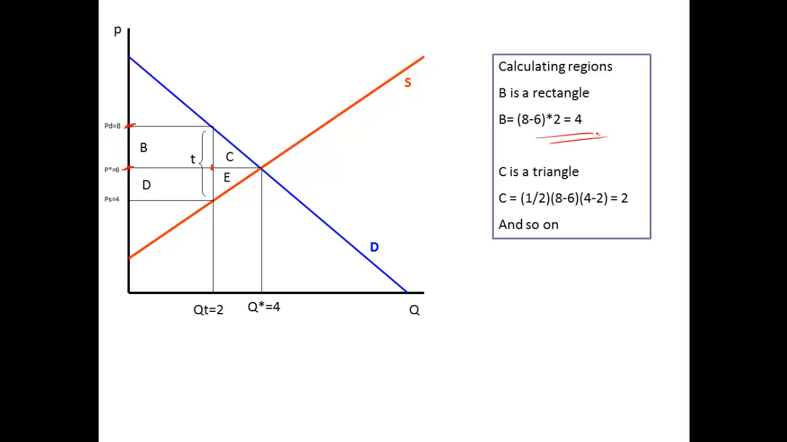Region C is a triangle. How do we do that one? Well, triangle, remember, if we have the height here and the base here, triangle area equals 1/2 base times height. So in this case, it's 1/2 times the height, which is 8 minus 6, or 2, times the base, which is 4 minus 2, or 2, and we get 2. And one could calculate D and E and other regions analogously.